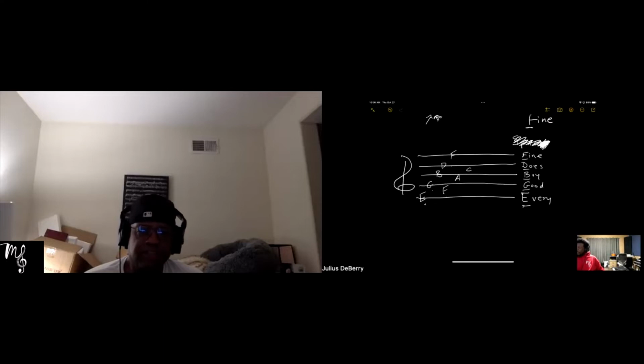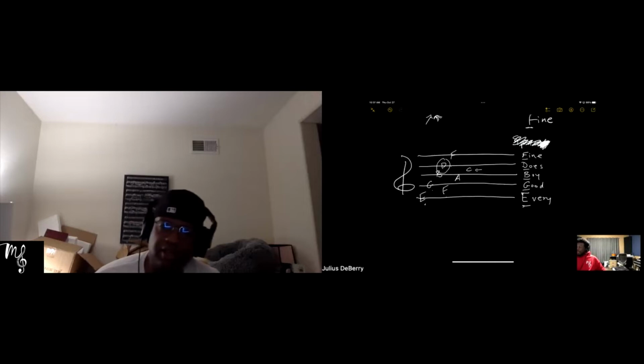C, D. What's the next note? If you're stepping up the piano, C, D, what's the next key? C, D, E, F. So if C is right here, that's a space. E is on the line next to it right here. So what would this space be? It just keeps counting up. C, D, E. It's E. Oh, it is E.